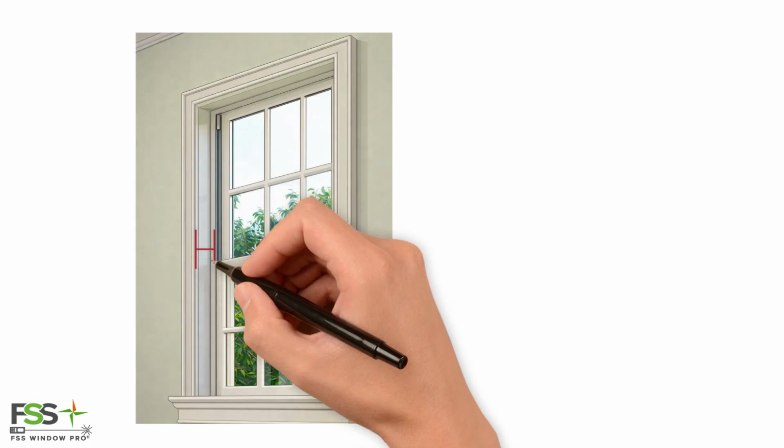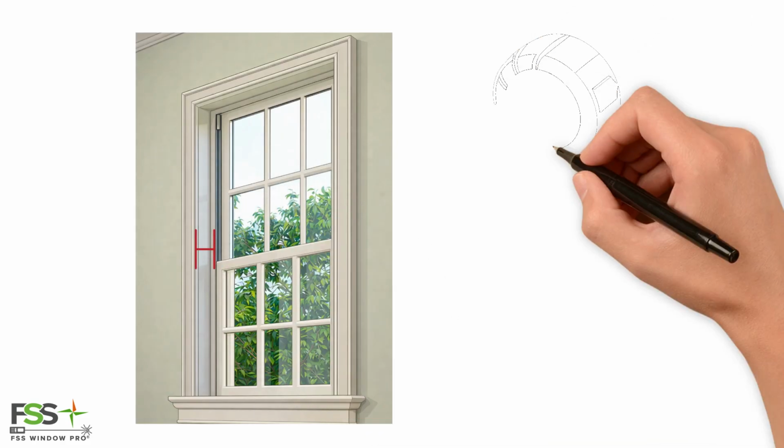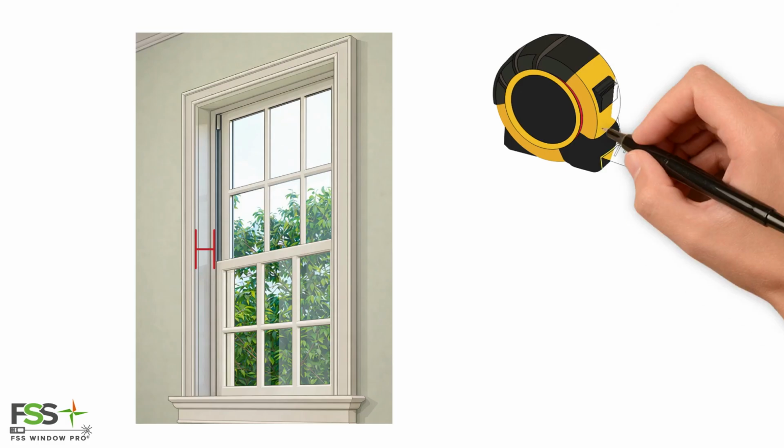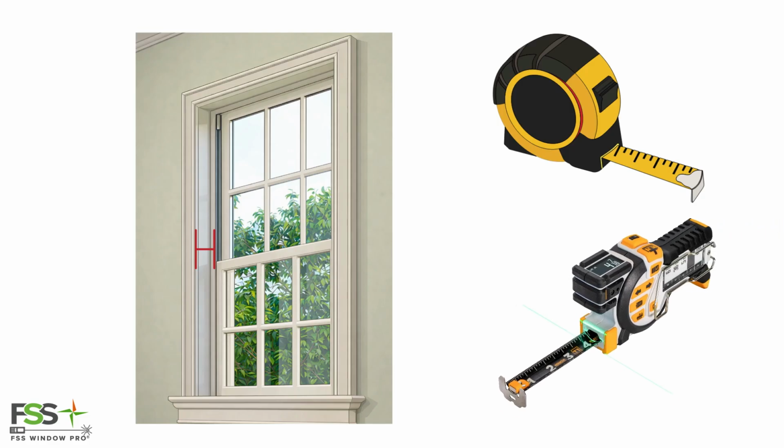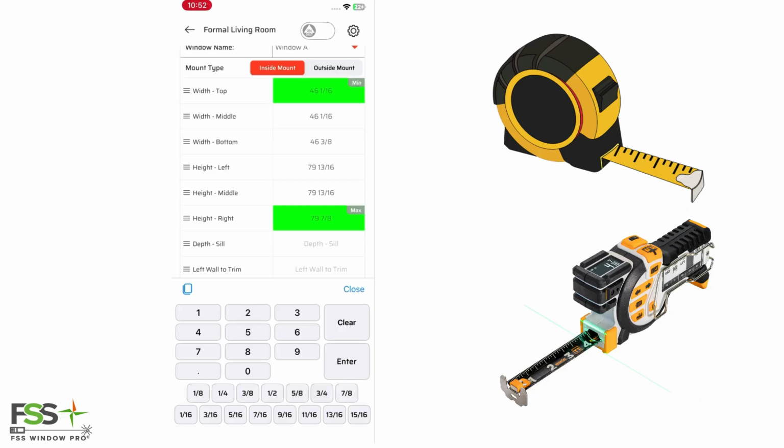Next, we capture the window depth. This is often measured using a tape measure because many windows are too shallow for the laser to work accurately. If you're using the Recon T1, you can capture this digitally as well. Otherwise, you can simply type the value in manually.